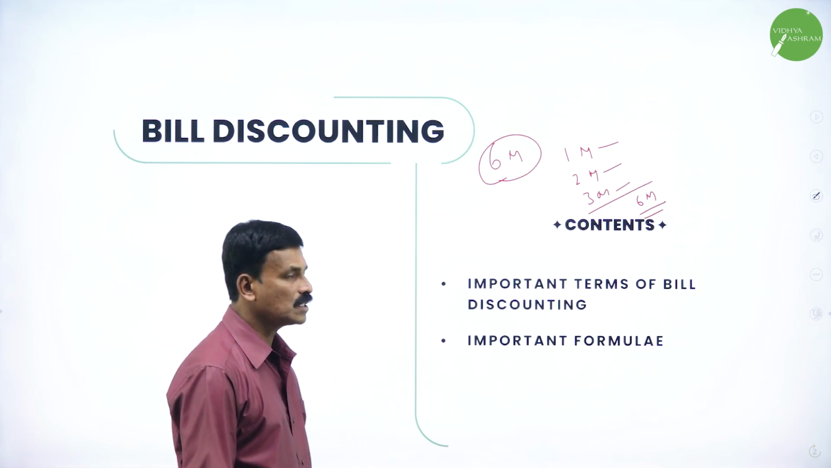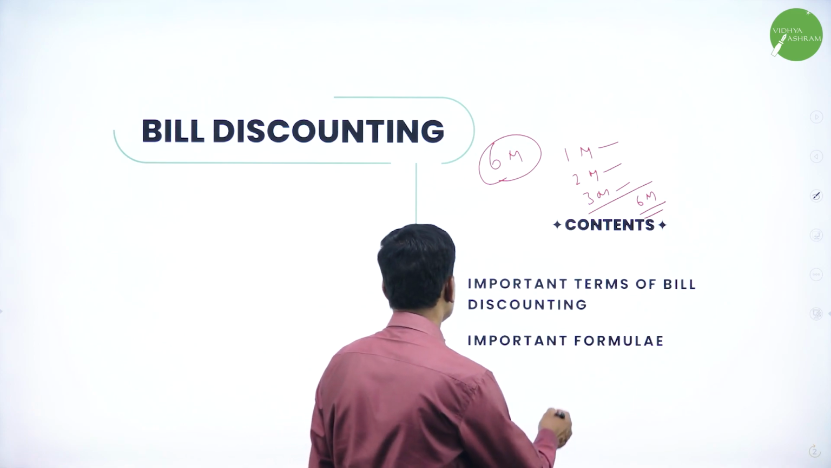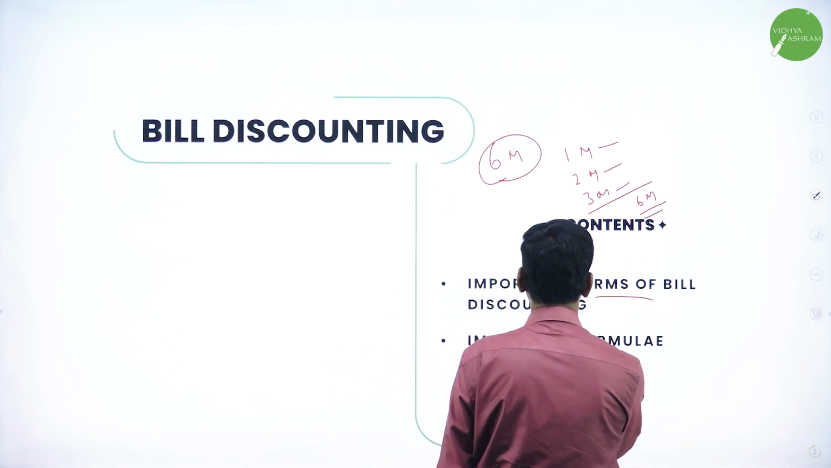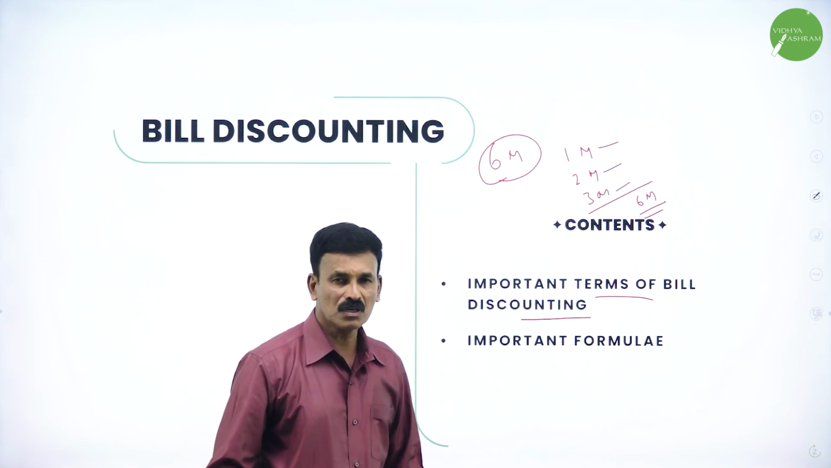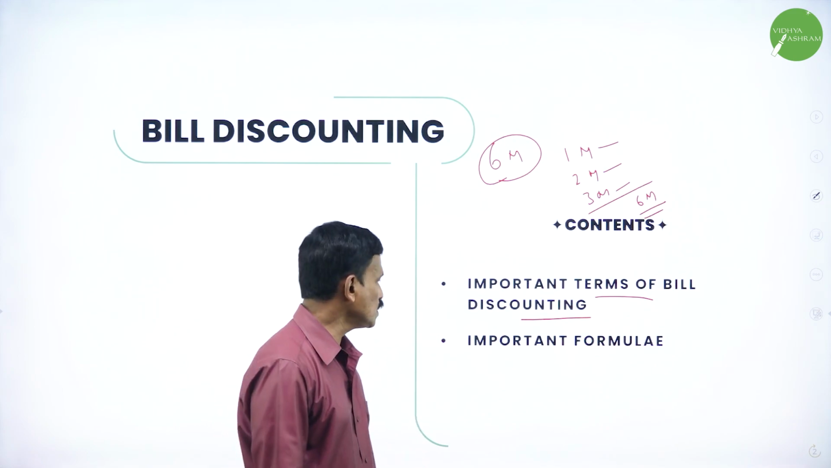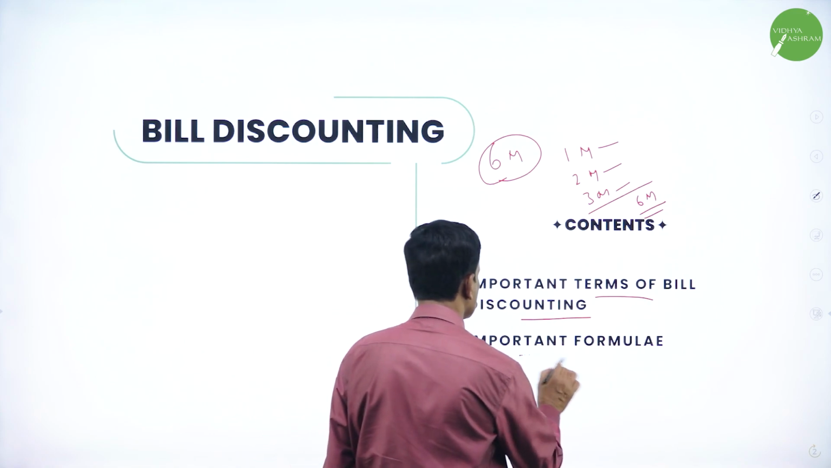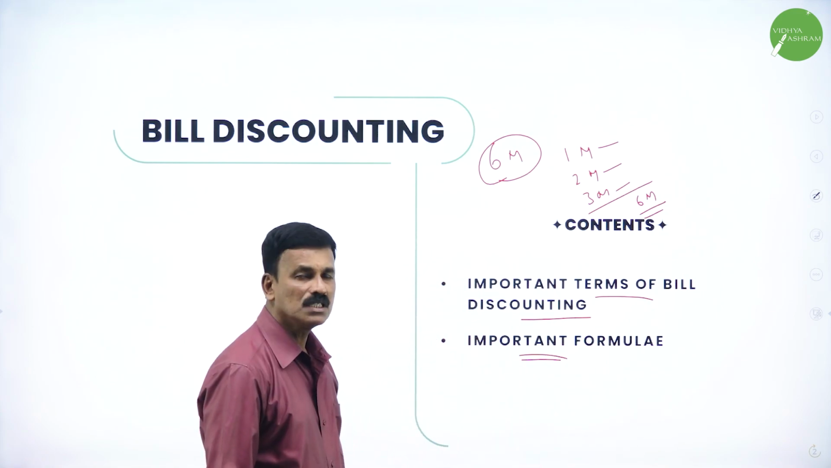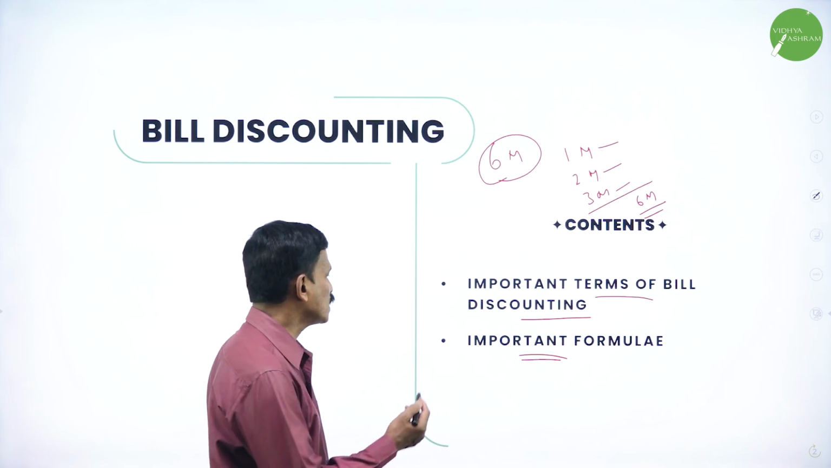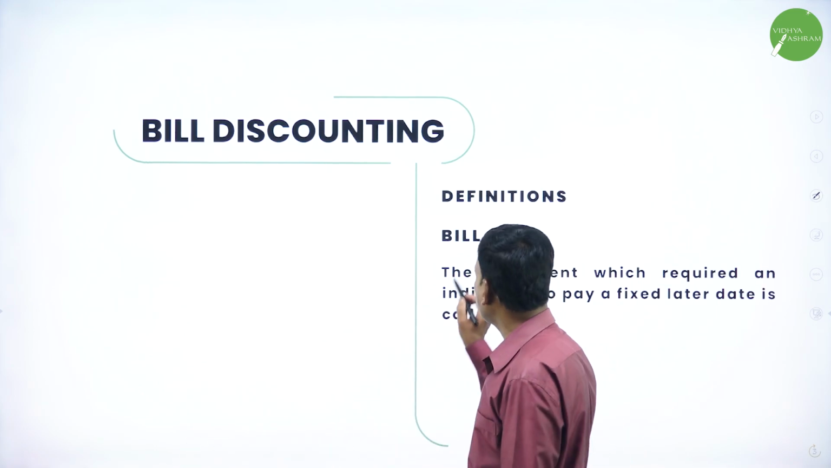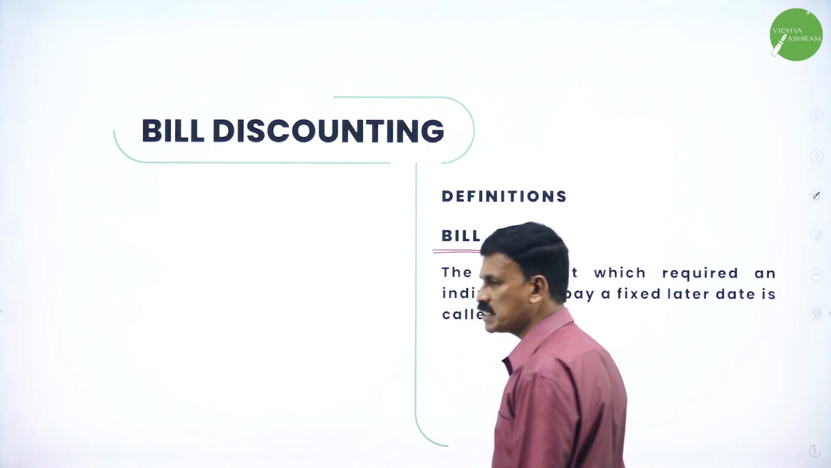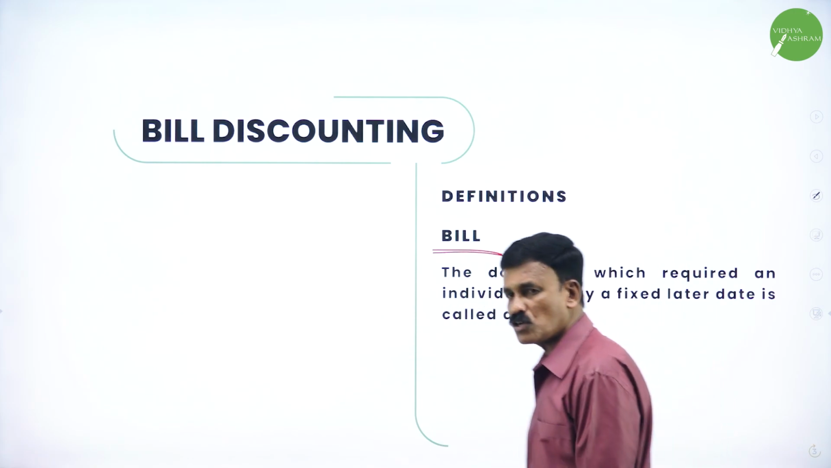Totally 6 marks. Now today in this session I am going to discuss the important terms of bill discounting, what are the formulas we are going to use for solving the problems on bill discounting, that is important formulas as well as important terms. Now move on to the first definition, that is the definition of a bill. What is a bill? Actually a bill is nothing but a document.